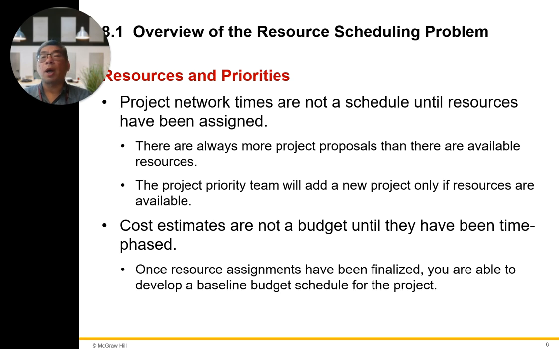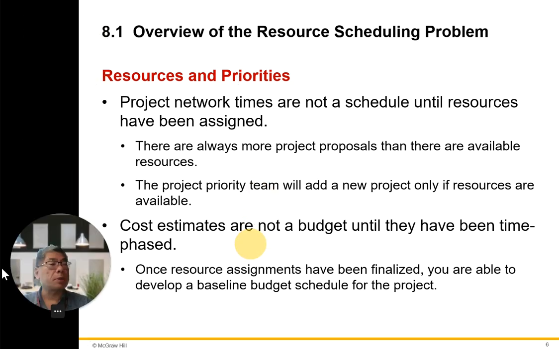For 8.1, overview of the resource scheduling problem and priorities. Project network times are scheduled until resources have been assigned. There are always more project proposals than there are available resources. Resources are a key part because sometimes you don't have them, and you have to outsource from third-party vendors. This happened in the past.